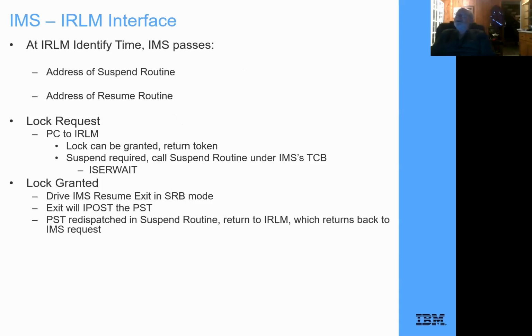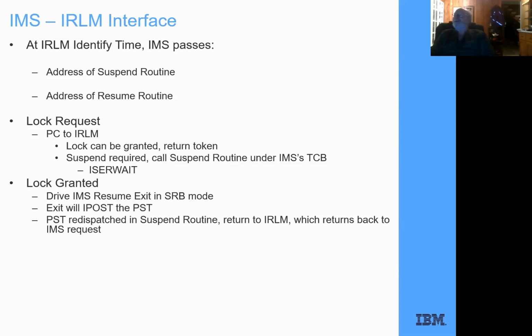So, IMS and IRLM interaction. When IMS connects to IRLM, that's called an identify. One of the things IMS passes is the address of a suspend routine and the address of a resume routine. When a lock request is made, a program call instruction is made to IRLM. That means the dependent region TCB issues a program call instruction, which switches address spaces and starts running code in IRLM. If the lock can be granted, then it's granted. The necessary updates are made in IRLM storage and in the coupling facility, and the lock token is returned.